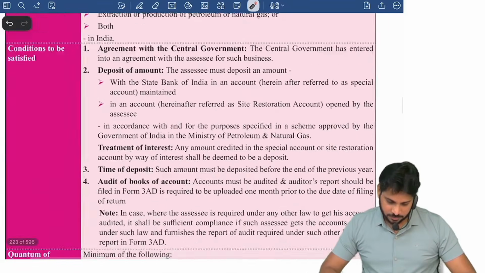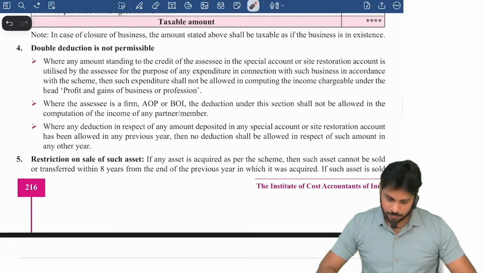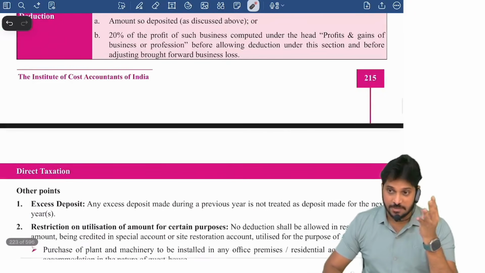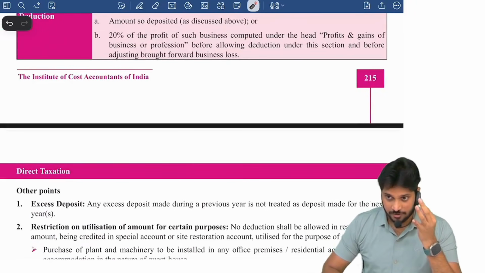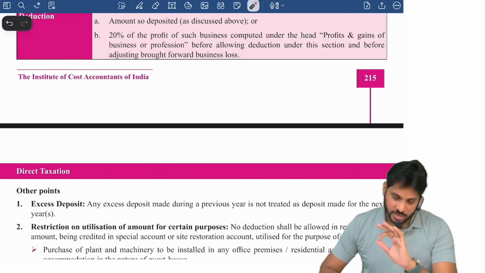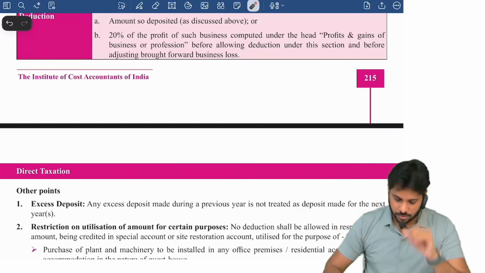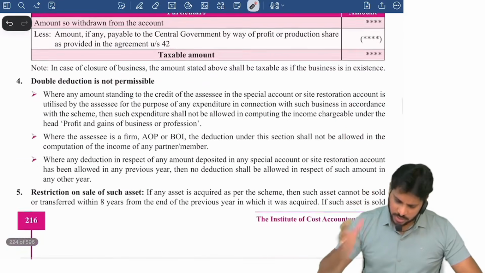Then we have site restoration. This provision is not required. There is no problem also. They will not even ask also. These provisions 33AB, 33ABA, tea development, coffee development, rubber development contribution, site restoration. There are 2 provisions which are there additionally in CMA. They are not relevant at all from exam point of view. You can ignore it. They're very tough provisions, advanced provisions which are there in final. Okay, problems also won't be there. They won't ask also.